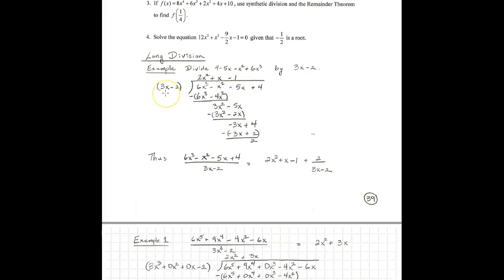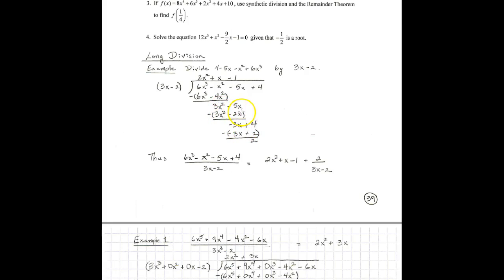I go back and I say 3x goes into 3x squared how many times? Or 3x times what equals 3x squared? That's x, right? It's 3x times x equals 3x squared. So I write plus x. Now I multiply that times this polynomial and I get 3x squared minus 2x. Then I subtract the whole thing, and I get 0.